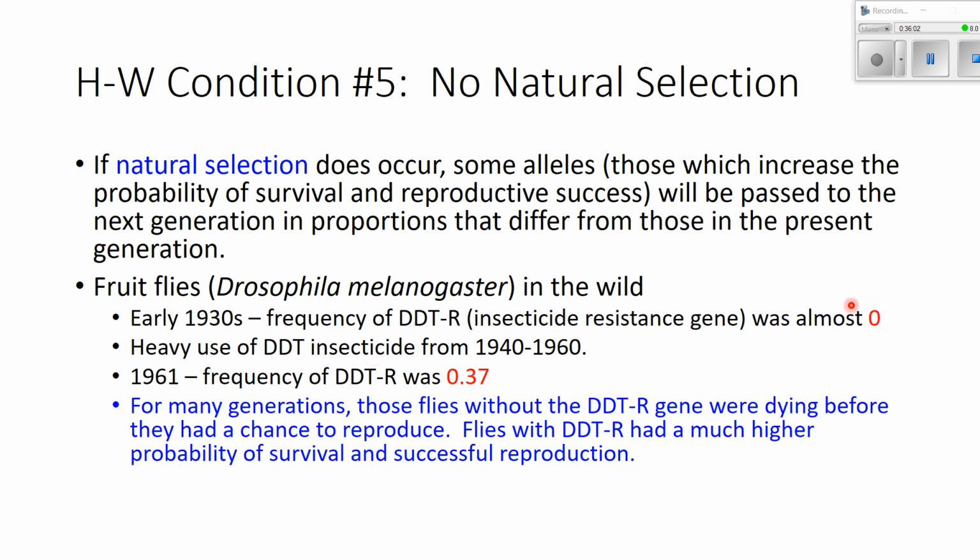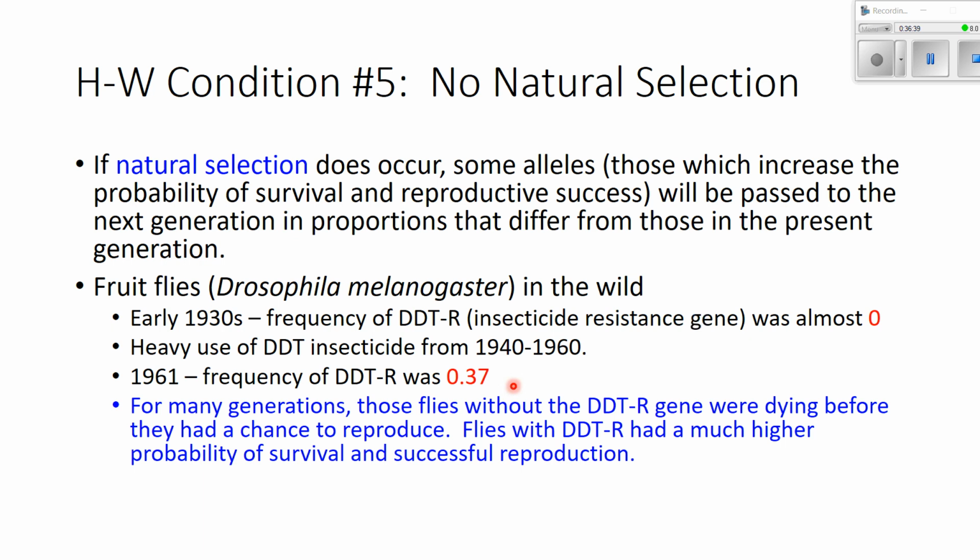But of course, those very few who happened to have the DDT resistance gene didn't get killed, they survived. And they mated with other flies that also had the DDT resistance gene. And so you better believe what happened over the course of that 30 years: the frequency of the DDTR gene went way up from 0.0001 to 0.37. So by 1961, 37% of the gene pool was DDT resistance.